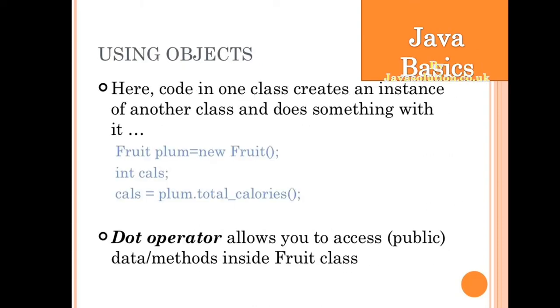So how do we use objects? Here is code in one class that creates an instance of another class and does something with it. For example, we have a class called Fruit. This is the instance of a class, or an object of a class. In order to create it, we need to specify a keyword called new. So this is a keyword, right? And then the constructor of that class. This is a default constructor without any parameters. So this is called a default constructor.